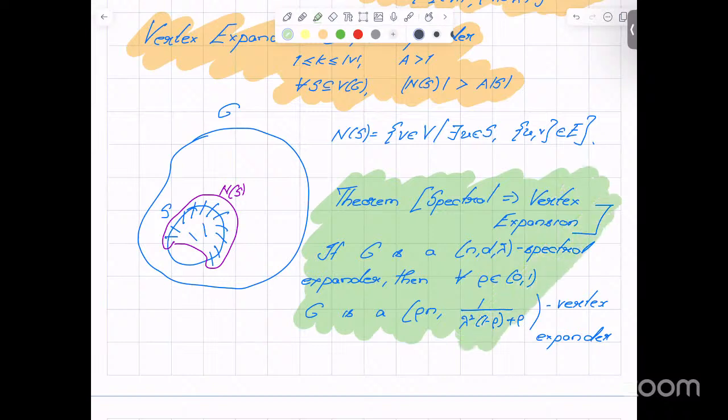The quality of the expansion, of course, decreases as the set becomes larger and larger. This is a number always larger than 1 because the denominator is a number between 0 and 1. As rho becomes closer and closer to 1, this number is getting closer and closer to 1. The expansion factor is decreasing. But for every set of size smaller than n, there is an expansion factor.